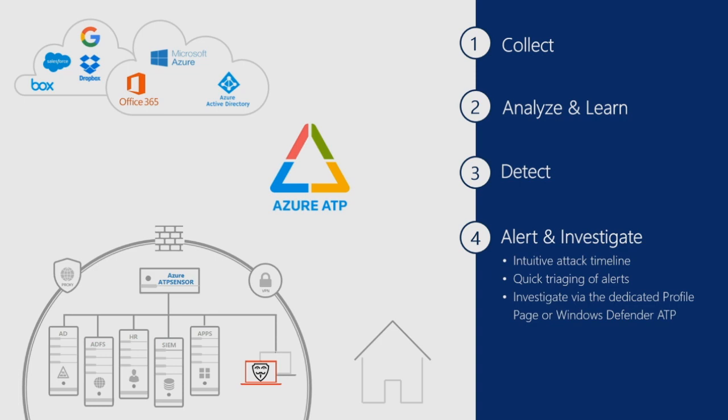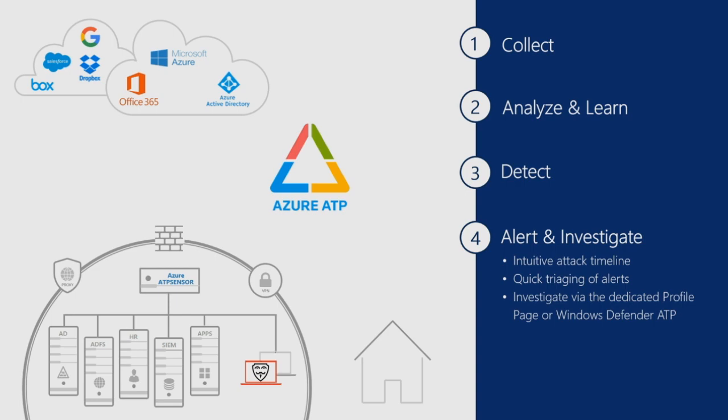Once you've decided you want to investigate that specific alert, the next thing you can do is go into the dedicated profile page, which is going through a huge renovation and will be available very soon in the Azure ATP UI. And you can look exactly at how the entity operated in the organizational context. Which resources did they access, which devices did they log in to, and directly from there, you can pivot to Windows Defender ATP in order to understand how the endpoint behaved.